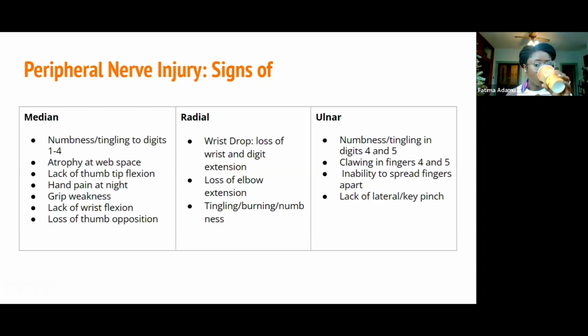Radial nerve would involve wrist drop, as I mentioned, again, loss of wrist and digit extension, loss of elbow extension, tingling, burning, numbness. So tingling and numbness are kind of classic nerve injury signs to watch out for.